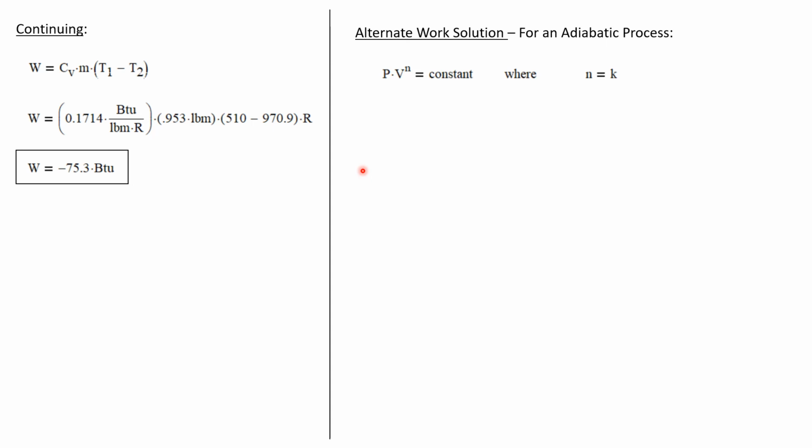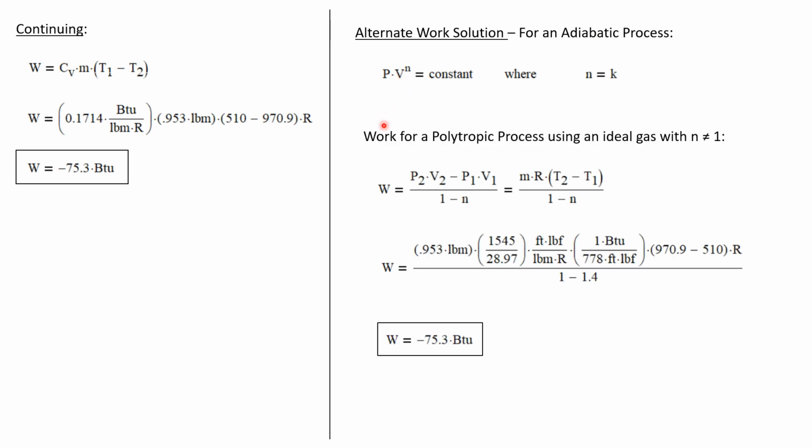Now, there is an alternate solution for this work term. We know that this is an adiabatic process. It was described as isentropic, but that means that it's also adiabatic. And you may recall when we were studying polytropic processes, which have an equation PV to the n power is constant. When n is equal to k, the polytropic process will be an adiabatic one. So for an adiabatic process, we can say that PV to the k power is a constant.